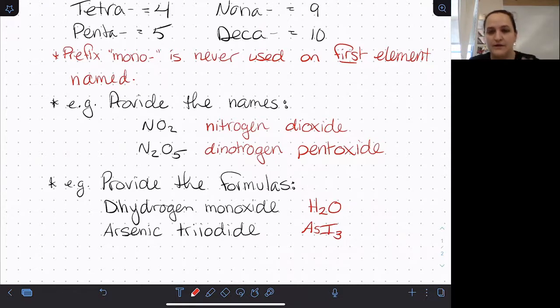So by adding in these prefixes to our naming structure for covalent compounds, this is helping us distinguish between different ways that the same elements can combine. If we didn't include those prefixes, we'd have no way to distinguish between these two compounds. And there are loads of other nitrogen-oxygen compounds as well. So remember that the prefixes are telling you how many atoms, and this only applies to covalent compounds. We never use prefixes for ionic compounds.